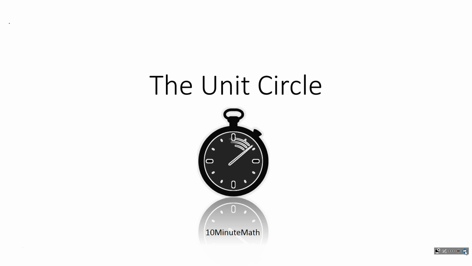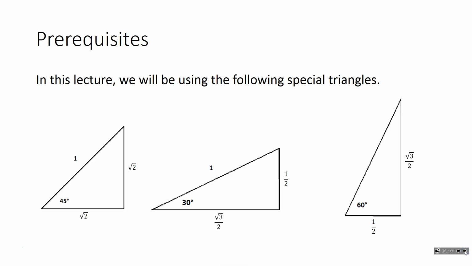The unit circle. In order to understand this lecture, you should be familiar with the following triangles. We have right triangles where we have a 45-degree angle, a 30-degree angle, or a 60-degree angle as indicated in the illustrations. These special triangles were covered in my video on the Pythagorean theorem.